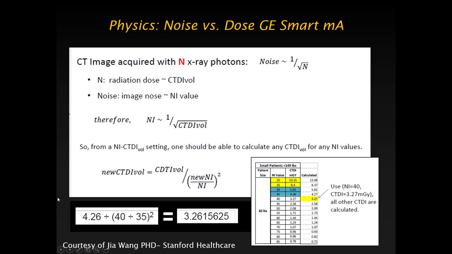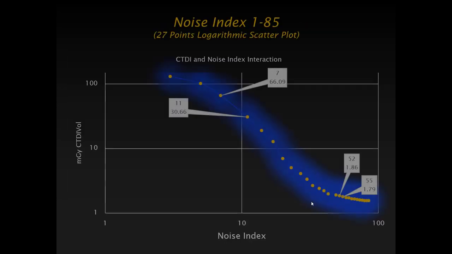Well, one way to do it is the way our physicist did it, which was that if you just type in a noise index value and type down the matching CTDIs, it's really easy to calculate what noise index would correspond to the exposure setting that it would provide. It's very, very easy to do. So you could build an Excel calculator that would do this for you, right?